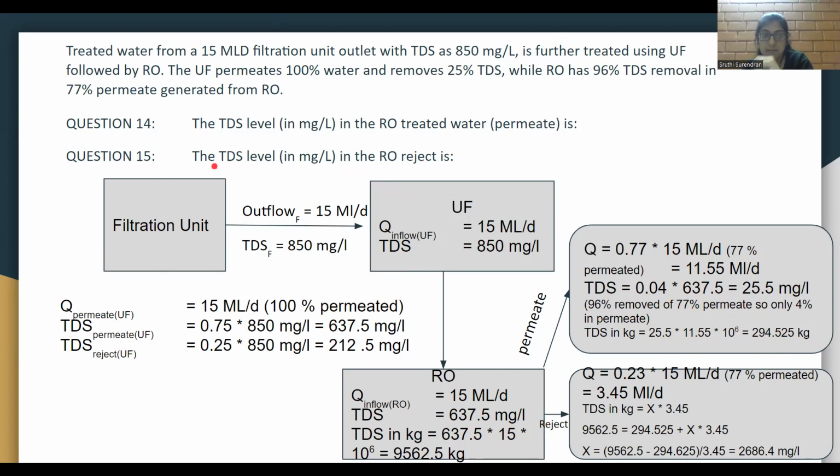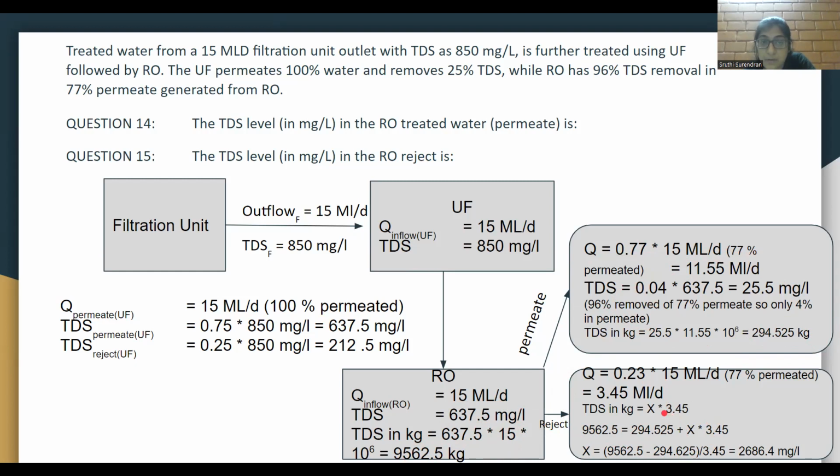Now, the second question is the problematic part here. We are supposed to find out the TDS level in the RO reject. So if you need to find out the amount of solids in the RO reject, totally there were 9562.5 kilograms of solids in the RO. Out of that, 295.525 is available in the treated water. In the rejected water, so definitely it will be 9562.5 minus 294.625 kilograms of solids available in the RO reject.